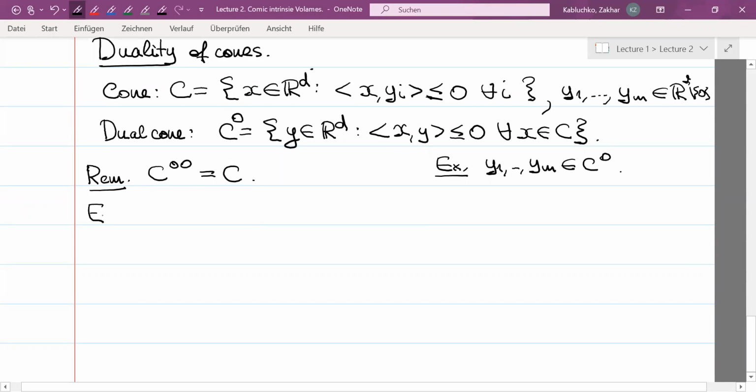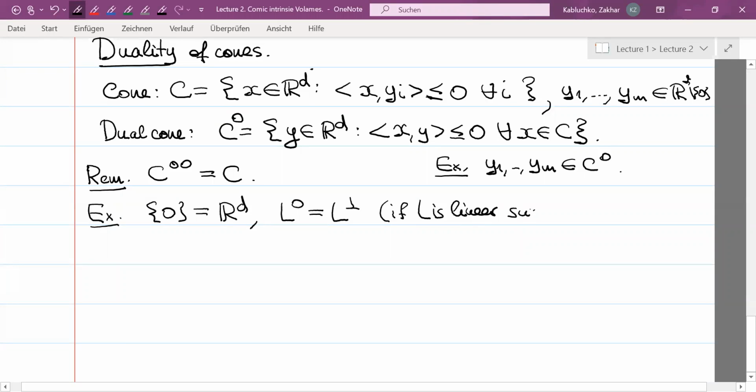Some simple special cases. So the dual of 0 is R^d. The dual of a linear subspace L is just the orthogonal complement, if L is a linear subspace.